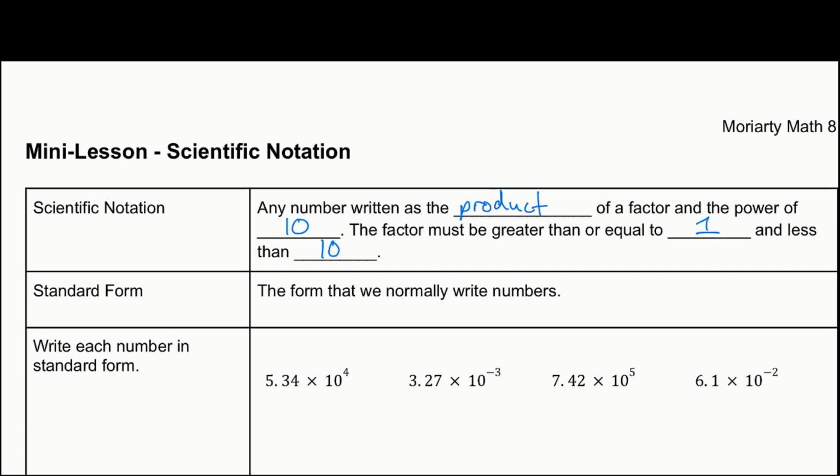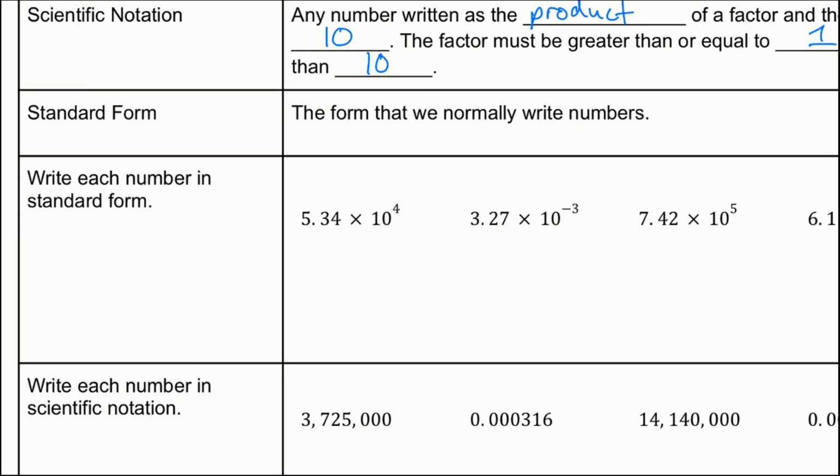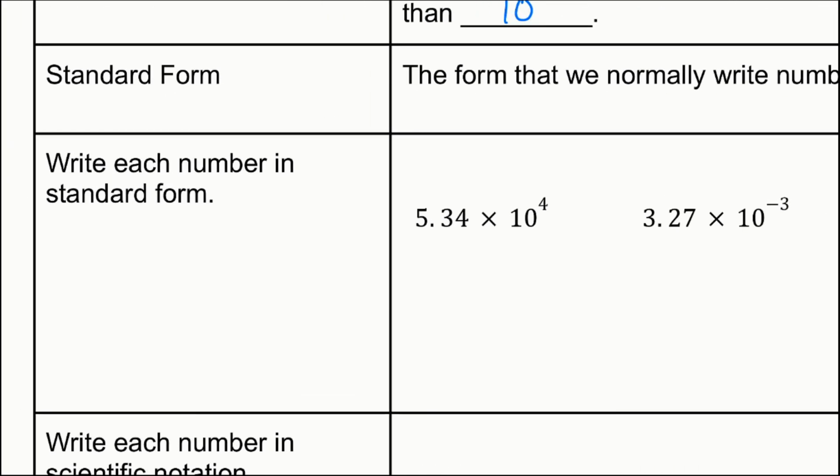All right. So for writing numbers in standard form, what I would recommend that you do is look at where your decimal is going to be affected by whatever the exponent is. So if you have a positive exponent, we're going to move the decimal to the right. If we have a negative exponent, we're going to move it to the left.